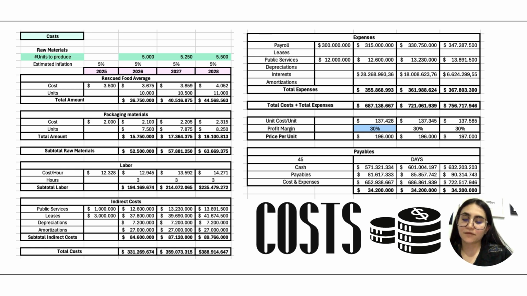This sheet projects FoodSwap's operating costs from 2025 to 2030. The costs are divided into rescued food, packaging materials, salaries for a 3-person team, and indirect costs such as utilities, rent, depreciation, and amortization. For example, in 2026, an estimated 85 million pesos will be spent on raw materials and over 190 million pesos on labor.